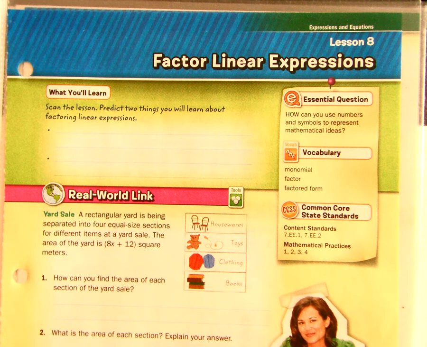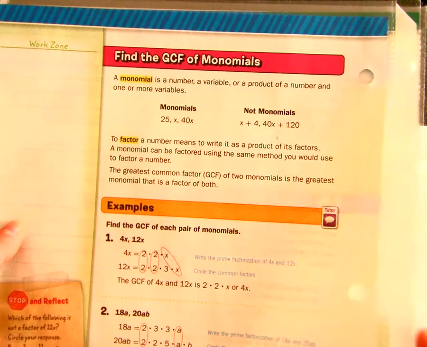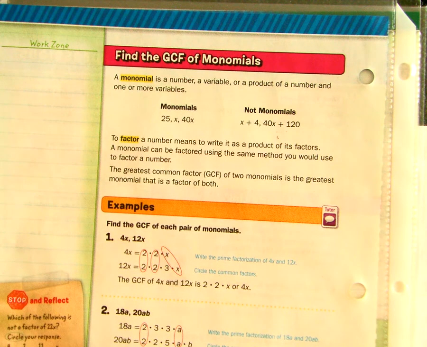Lesson 5.8, Factor Linear Expressions. A monomial is a number, a variable, or a product of a number and one or more variables. To factor a number means to write it as a product of its factors. A monomial can be factored using the same method you would use to factor a number. The greatest common factor, or the GCF, of two monomials is the greatest monomial that is a factor of both.